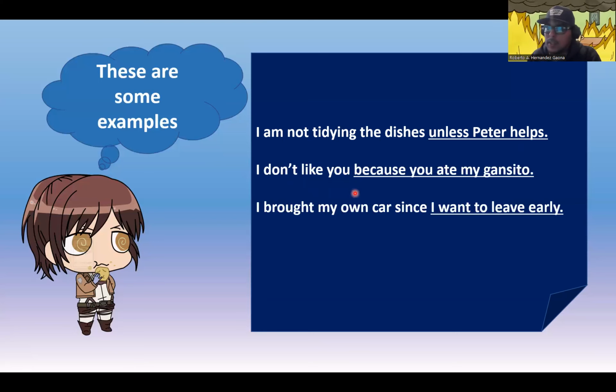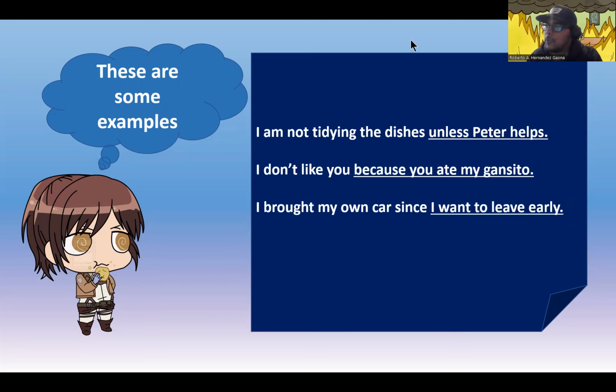And lastly, we have I brought my own car since I want to leave early. Now, if you're thinking I want to leave early is underlined, this is the dependent clause. Well, yes and no. It's part of it, but we also need the since. So this would be since I want to leave early. If you just say I want to leave early, that is a complete idea. That makes sense by itself. But if you say since I want to leave early, that is not a complete idea. That does not make sense on its own.